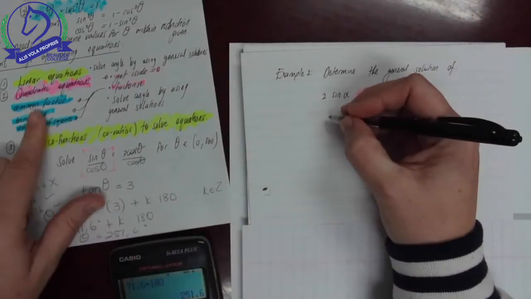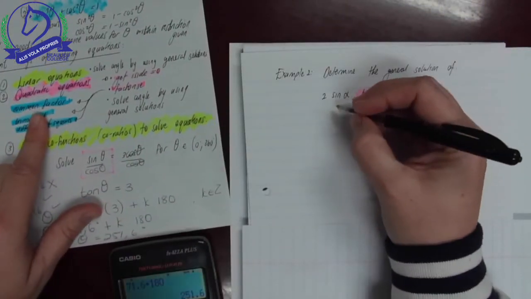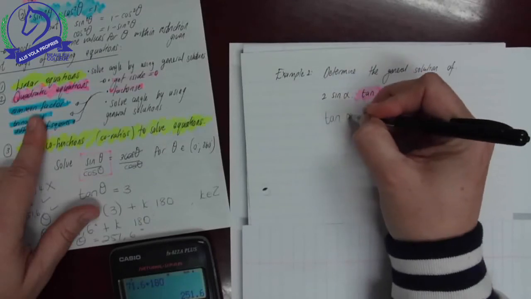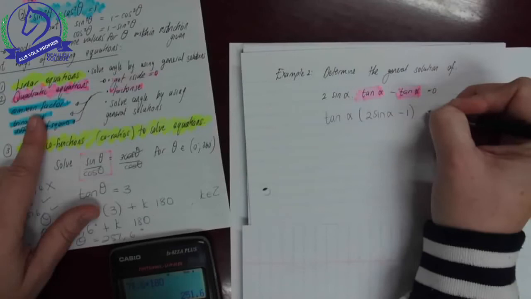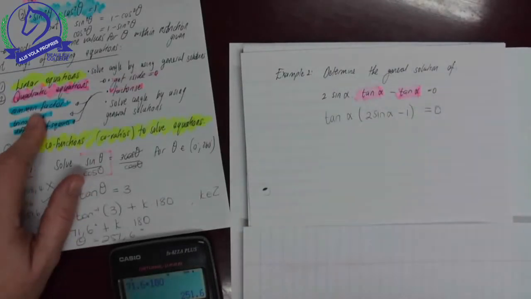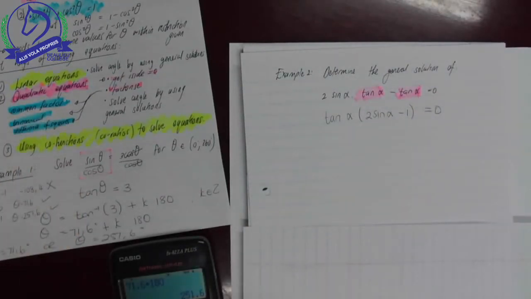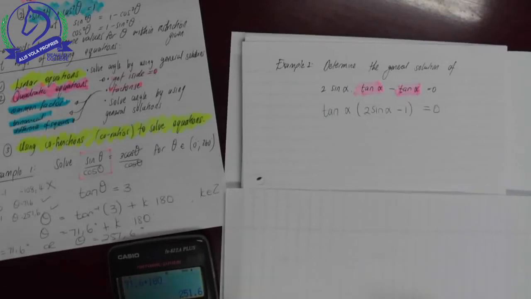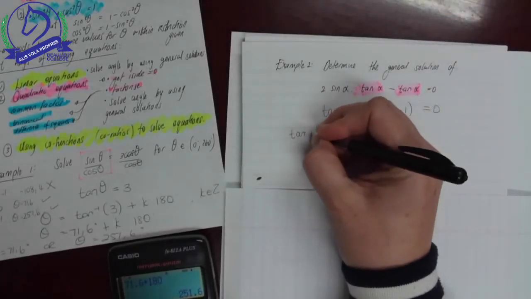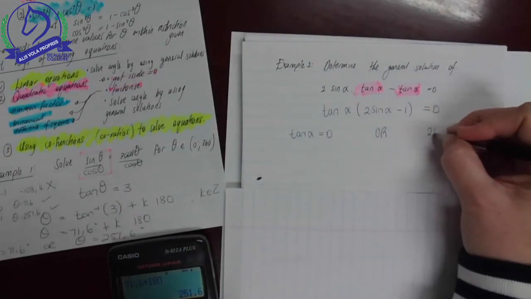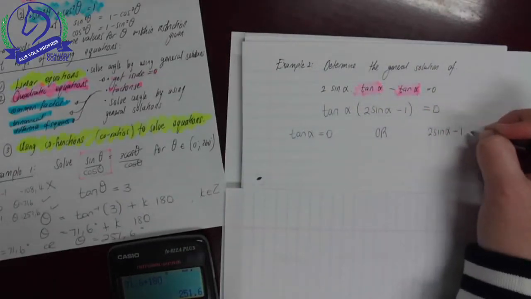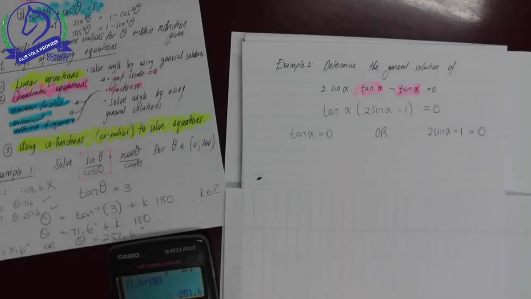Okay, which means I can take out a common factor. So tan of alpha times (2 sine alpha minus 1) equals 0. Okay, so what does that mean? That means that tan alpha is equal to 0, or 2 sine alpha minus 1 equals 0. So now I have two scenarios that I have to work with.